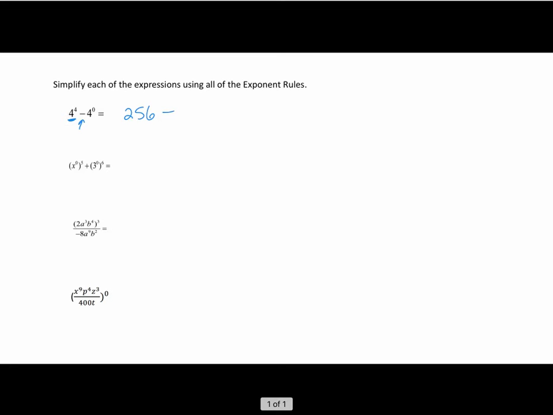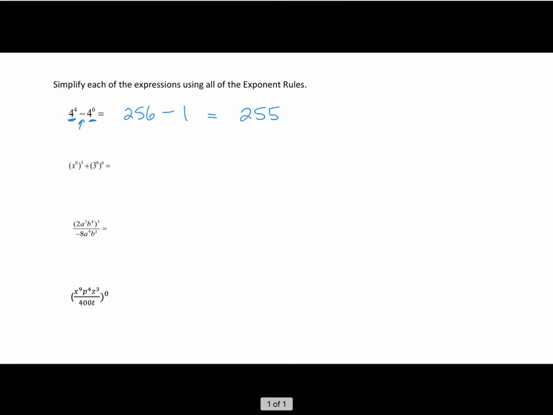And now a subtraction, and the second term, 4 to the 0. Now this is the 0 exponent rule. Any base to the 0th power is 1. So this just becomes 256 minus 1, which is 255.